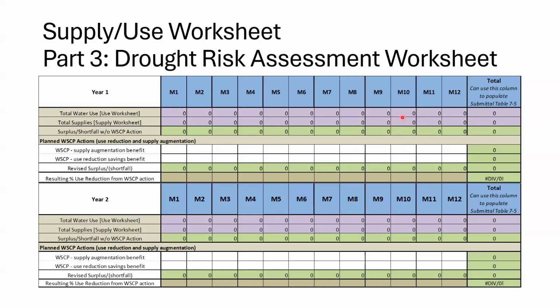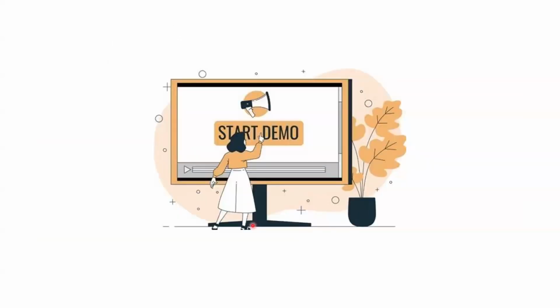So this tool is really helpful because it can help you populate your submittal table 7.5, which is going to be the comparison section of the drought risk assessment. So if you already did your use worksheet and supply worksheet from this tool, it's going to automatically give you these values that you can copy and paste into your UWMP tables. So that's really good. On this slide, it only shows year 1 and 2, but it does do all 5 years of the drought risk assessment, and I will show you that in a second. So yeah, let's get to the demo.